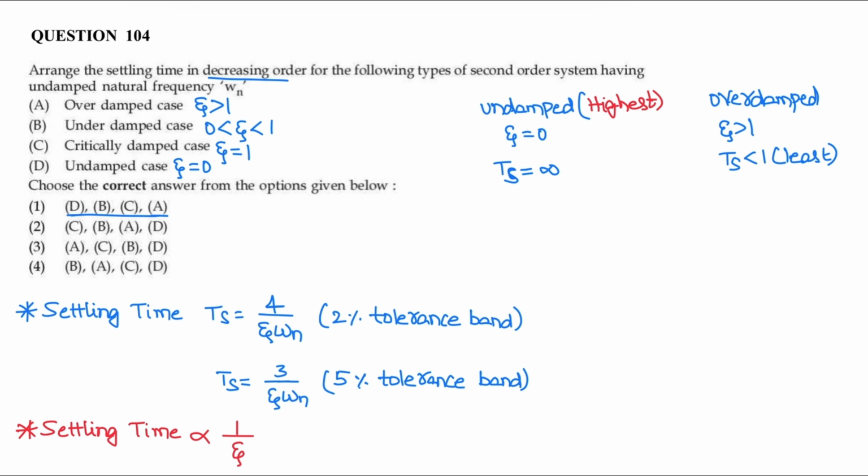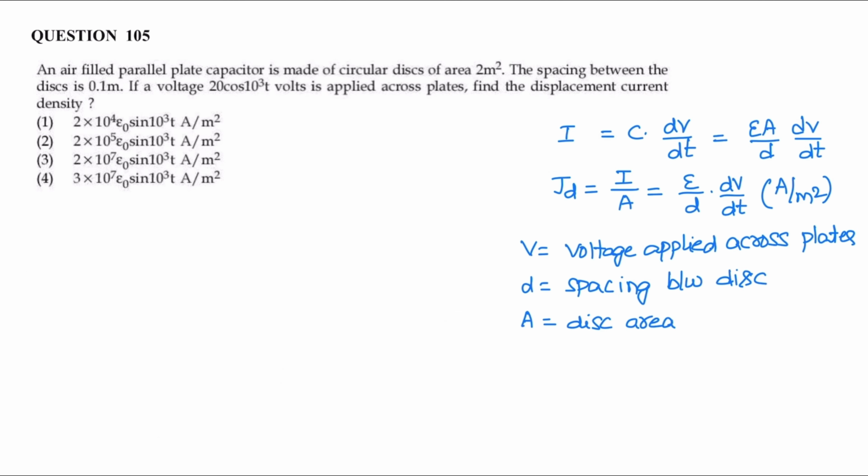In the question, arrange the settling time in increasing order. Suppose in the question, increasing order is mentioned, then option 3 is correct. If descending order of settling times is mentioned, then the correct option is 1. Next question.